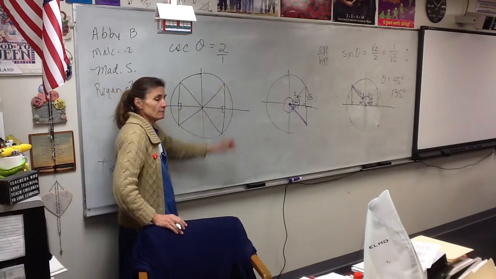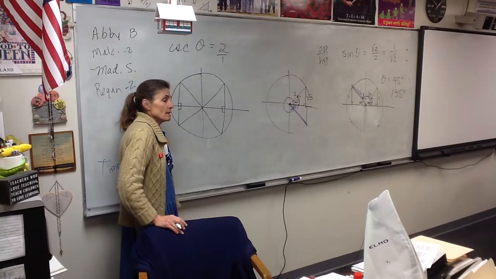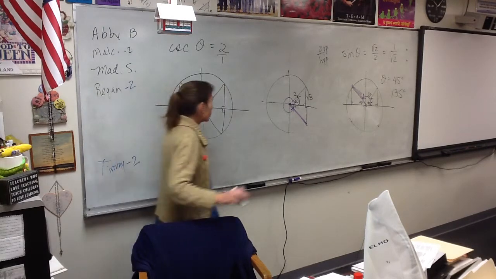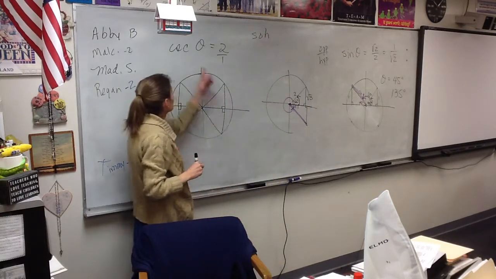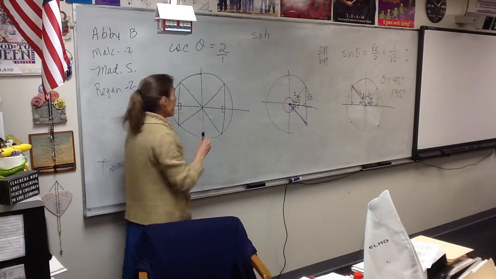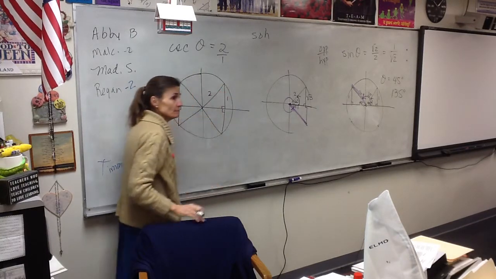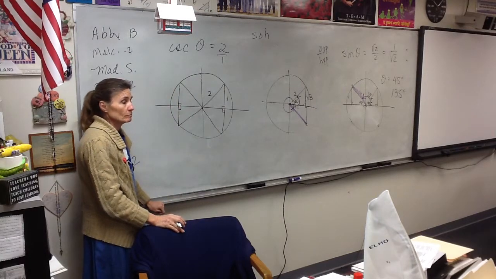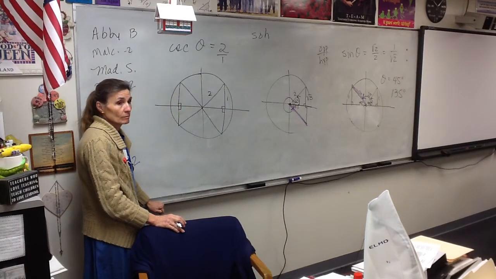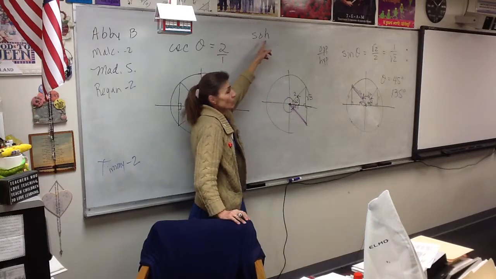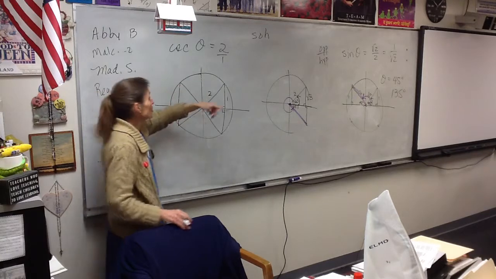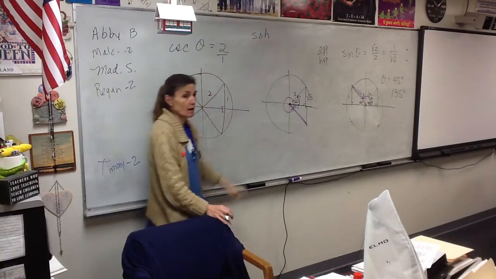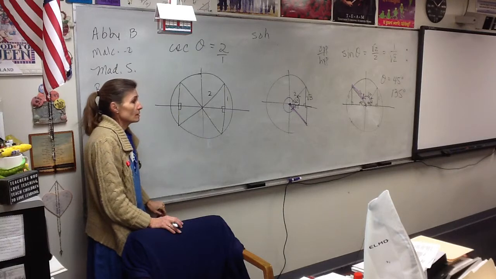I've got to label opposite over something: hypotenuse. Cosecant is the reciprocal of the sine. So the sine is opposite over hypotenuse, so cosecant will be hypotenuse over opposite. Wait, hold on. Let's run that back. SOHCAHTOA: sine is opposite over hypotenuse. The cosecant is the reciprocal of the sine, so it will be hypotenuse over opposite. Okay, got you.